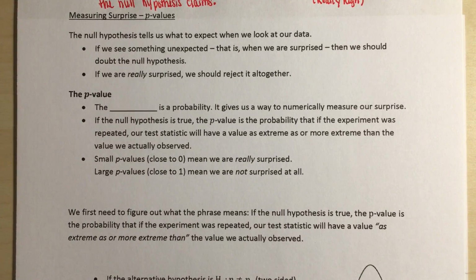All right. As if we didn't already have enough different variables that have to do with the letter P, we're going to throw in one more into this third step of our hypothesis testing. And we're going to use something that we're going to refer to as the p-value for measuring surprise. So the null hypothesis tells us what to expect when we look at our data. If we see something unexpected, that is when we are surprised, then we should doubt the whole null hypothesis. If we are really surprised, then we should reject it altogether.